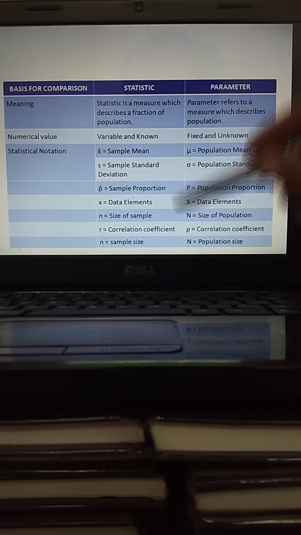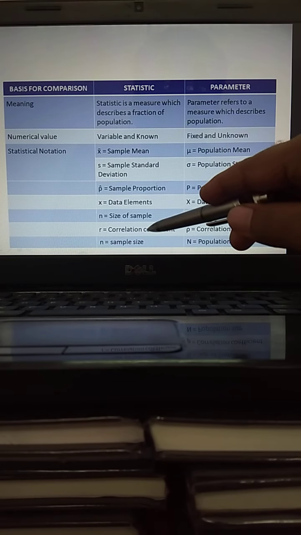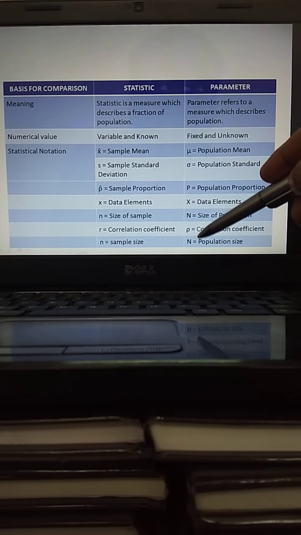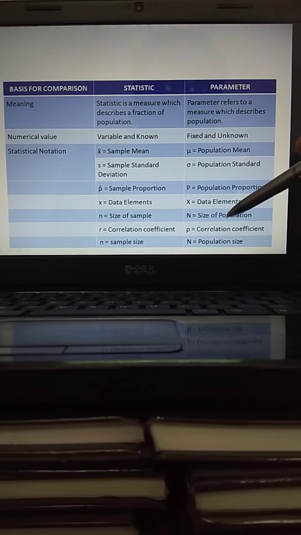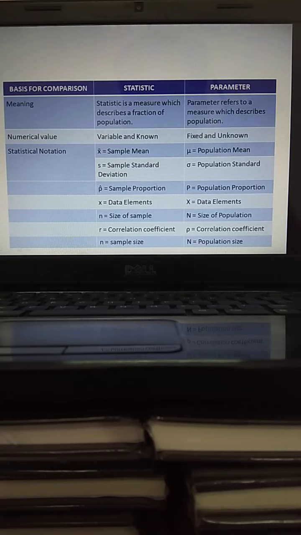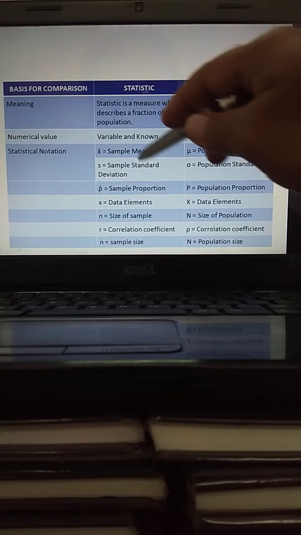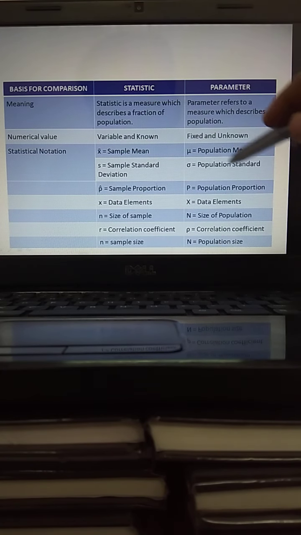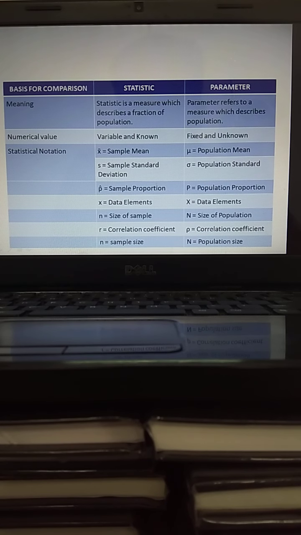Rho. Again, sample size, already covered, is represented by small n. Here also population size is represented by capital N. So these are all parameters, and these are all statistics. So in estimation, what you are doing actually, through this statistical information, you are going to identify the population values.